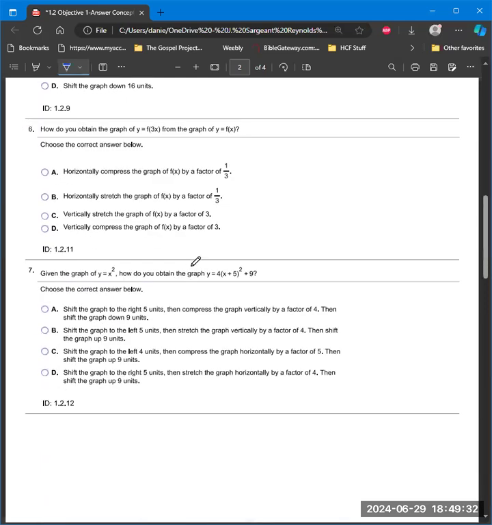How do you obtain the graph of y equals f of 3x from the graph of y equals f of x? You would horizontally compress the graph of f of x by a factor of 1/3. That's A.